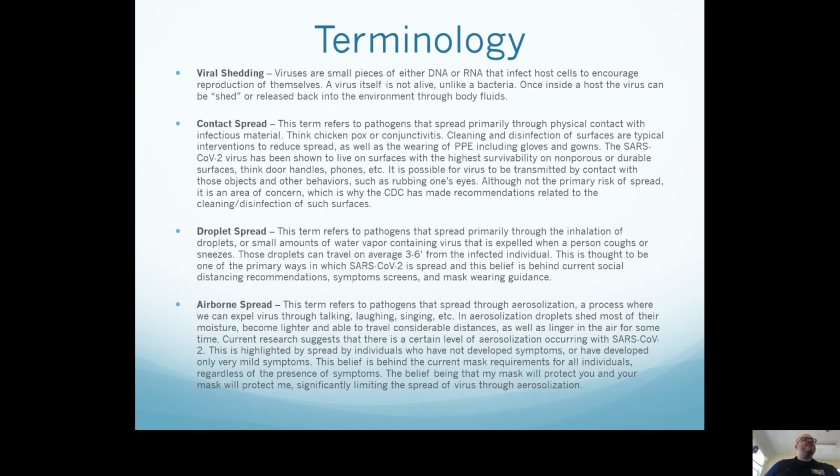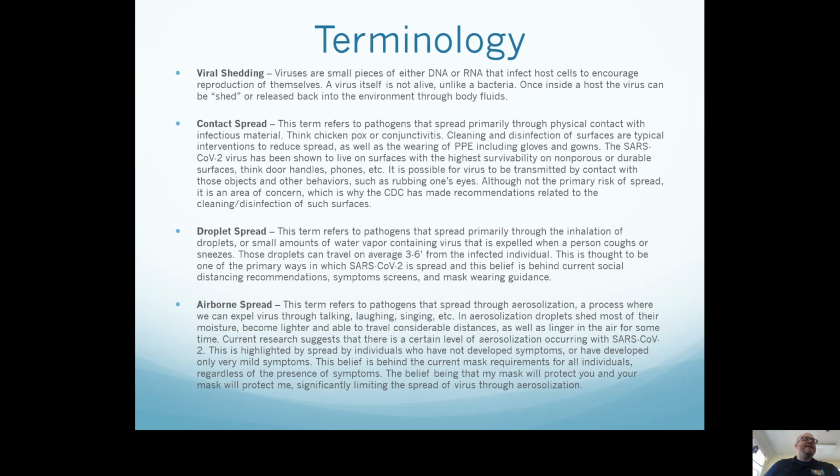This is where the virus can be expelled in small amounts through talking, laughing, and singing. Aerosolized droplets shed most of the moisture and become lighter, and are therefore able to travel more considerable distances as well as linger in the air for some time. Current research suggests that there is a certain level of aerosolization occurring with SARS-CoV-2, and we're drawing on the fact that folks who are asymptomatic, folks who have either not developed symptoms or have developed very mild symptoms, appear to be able to spread the virus.